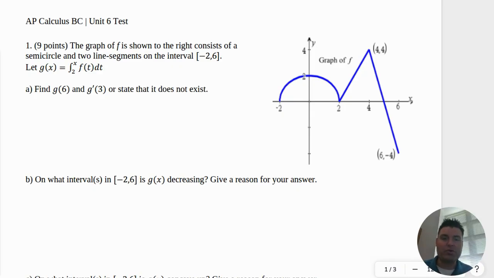I'm going to just cover some multiple choice questions and an FRQ as well. And I'll cover some things in between as well.